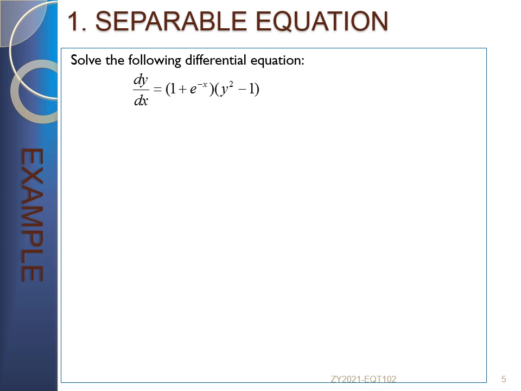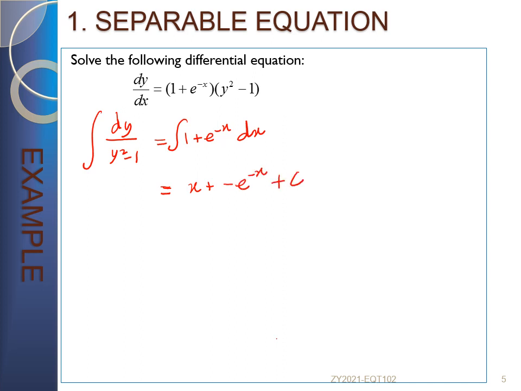So the next example, okay, again we separate them. So dy divided by y squared minus 1 is equal to 1 plus e^(negative x) dx. And then we integrate both sides. So how to integrate y squared minus 1? What do we get? Okay, come on. What's the answer? Integrate the x first. We'll get x plus negative e^(negative x) plus c.